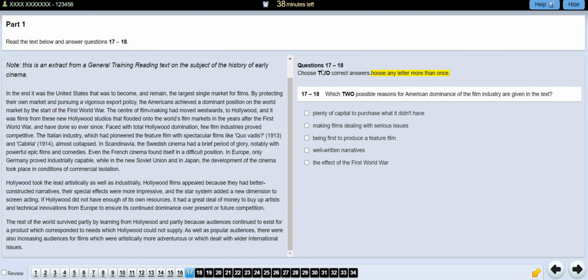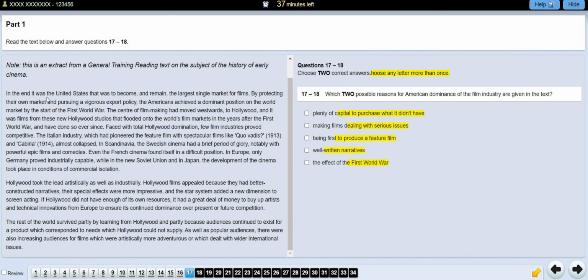So this is the answer: the two correct answers. You can choose any letter more than once. Plenty of capital to purchase what it didn't have. Making films dealing with serious issues. Effects of First World War. Well-written narrative. Effects of First World War.